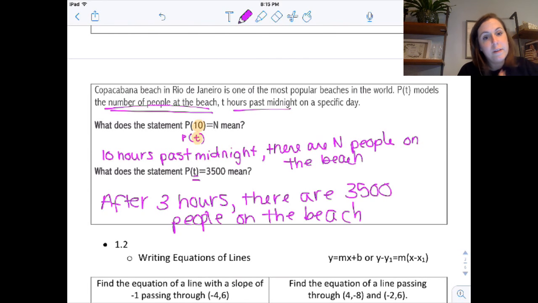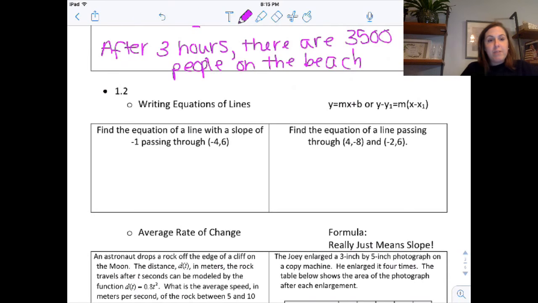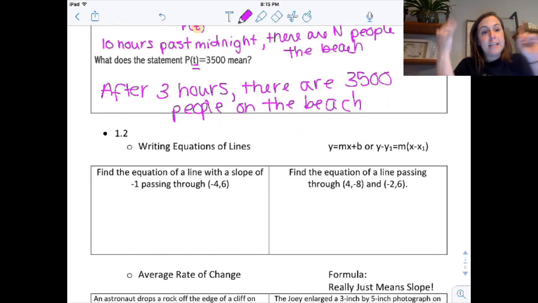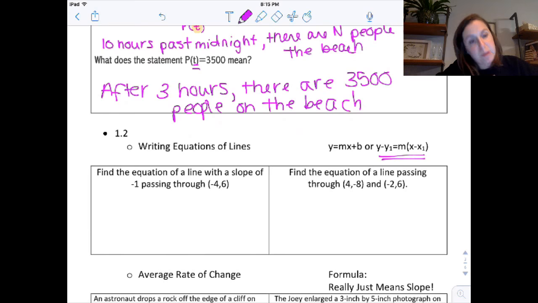So 1-2 was all about writing equations of lines. I expect that you know the equation for slope, change in y over change in x. I expect that you know point slope form, which is this, where you use a point, x1, y1, and a slope m. And I expect you to know slope intercept form, which is that. I also expect that you can tell the difference. So if I ask you for it in one form over the other, I expect that you can give me those, okay? So let's chat about these.